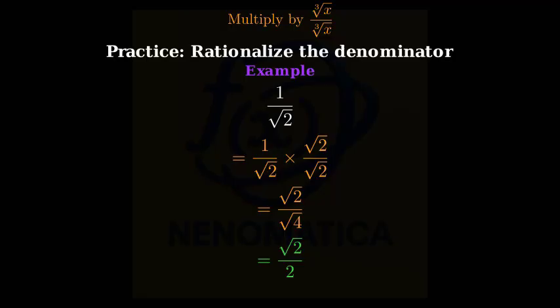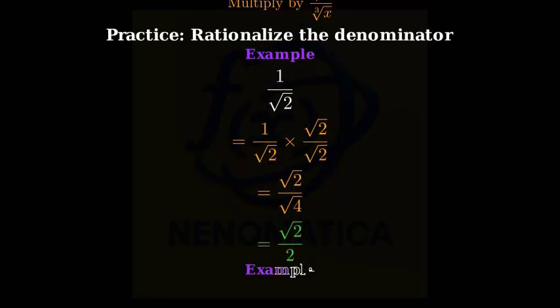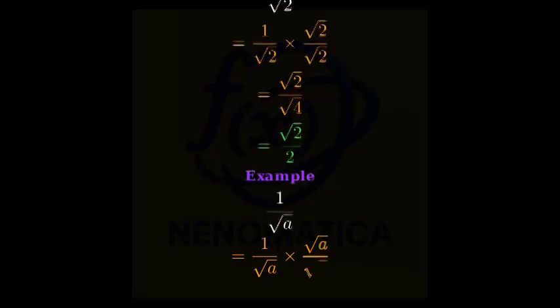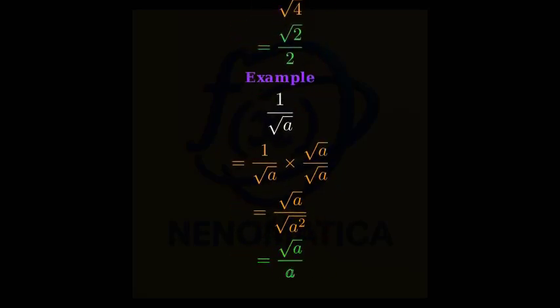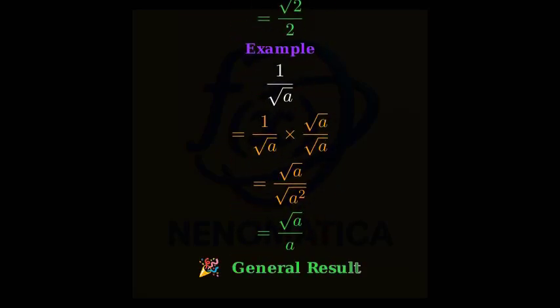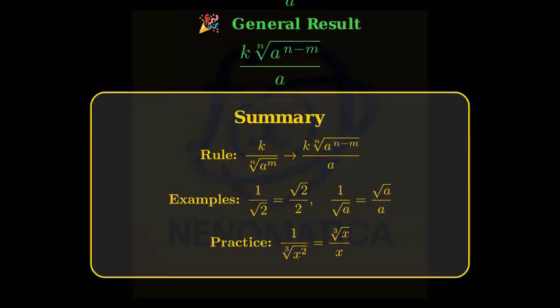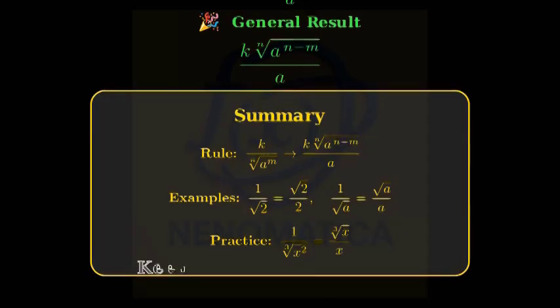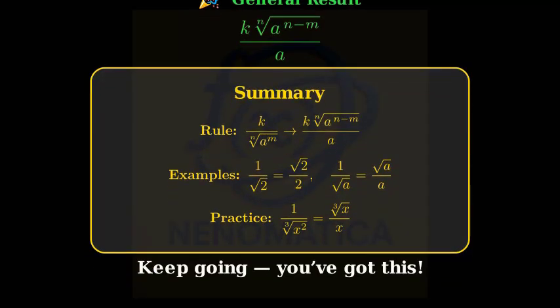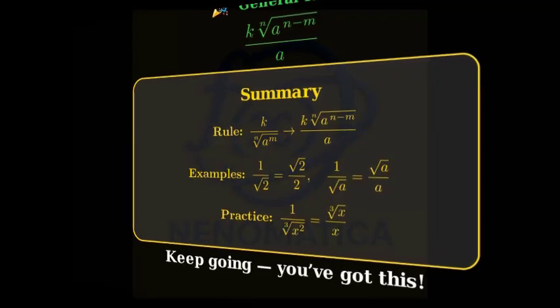Example 2. 1 over square root of a. Multiply by root a over root a, then simplify. The general rationalized form is highlighted in green. Let us finish with a focused summary. The rule summary. The rule, 2 examples, and a suggestion for practice. Great work! Keep practicing rationalizing radicals to build fluency.